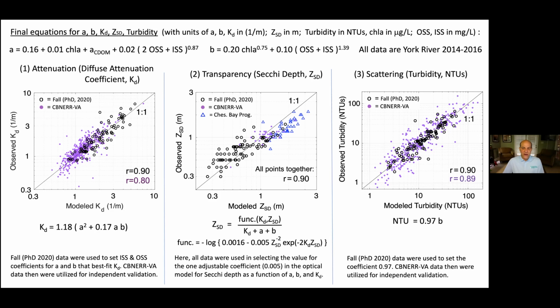For both plot number 1 showing KD and plot number 3 showing turbidity, Kelsey's PhD data were used to determine the best fit coefficients, and the Chesapeake Bay, Virginia NERR data were used for independent validation. For plot 2 showing Secchi depths, the relatively small number of NERR Secchi depth measurements meant that Kelsey's Secchi data were pooled with NERR data plus Chesapeake Bay program data to derive the single adjustable coefficient. The resulting correlation coefficients were between 0.8 and 0.9, and the scatter of data was generally well-centered about the 1-to-1 lines.